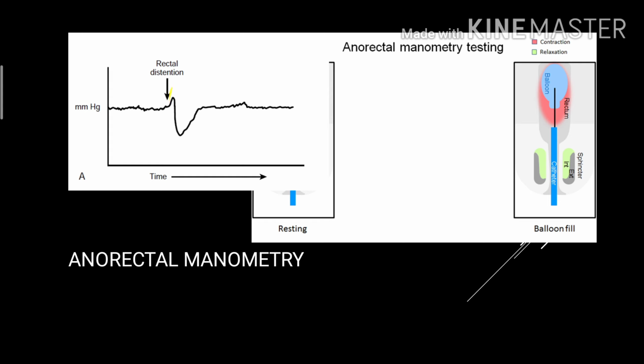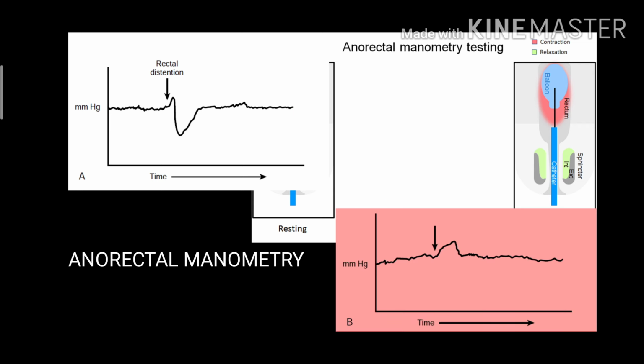The external sphincter will contract a bit and the internal sphincter should relax after that. So there should be relaxation of the internal sphincter when there is a balloon dilatation of the rectum. This is the normal pattern we are expecting in a normal bowel.